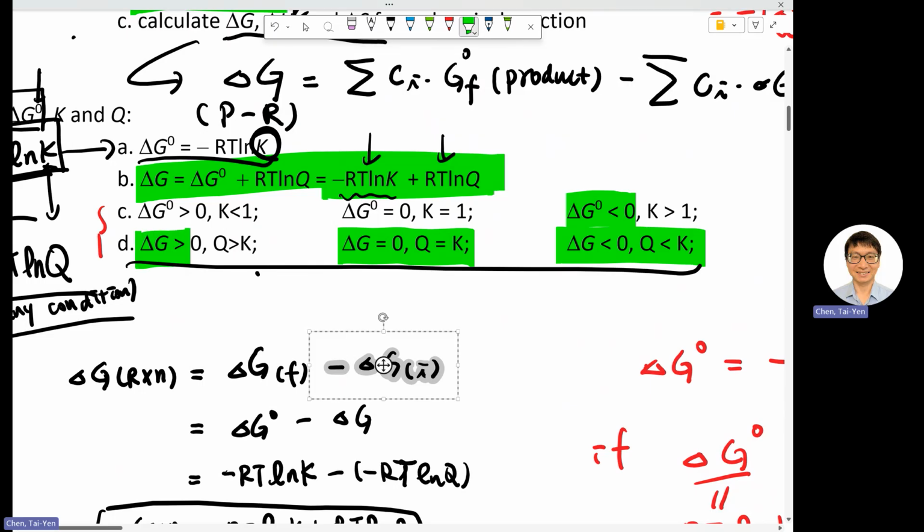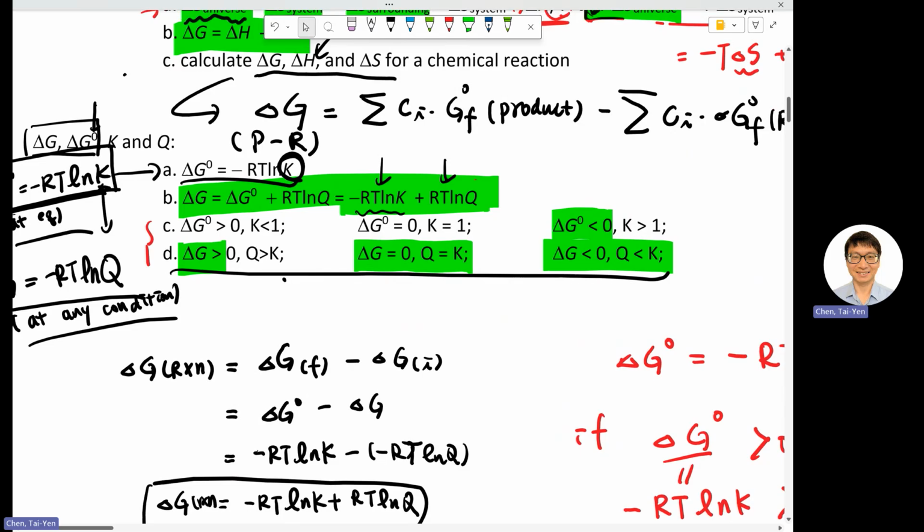If your delta G is positive, that means the second term is dominant over the first term. So then your Q is going to be larger than K.